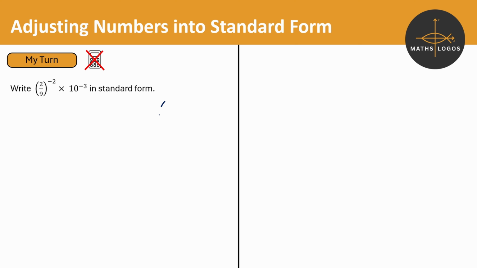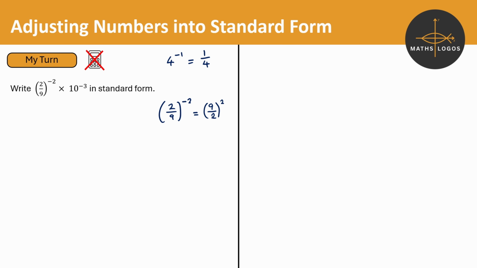So let's consider this 2/9 to the power of negative 2 first. Well, we said that the negative part of our index tells us to take the reciprocal. So for example, when we had 4 to the negative 1, we knew that meant it was 1 over 4. And the same rule is true when we've got a fraction. We want to take the reciprocal of 2/9, so we're going to turn it into 9 over 2. That deals with the negative part. I still need to raise that to the power of positive 2 now.